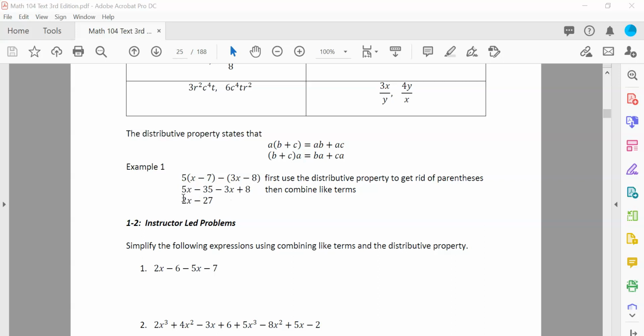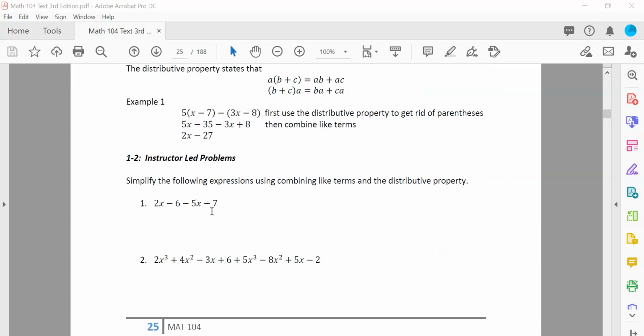And then once we distribute, we say, okay, 5x minus 3x, let's combine those. 5x's minus 3x's, so 5 take away 3 is 2. So 5x's take away 3x's is 2x's. Minus 35 plus 8 becomes a minus 27. So that's how we do that.